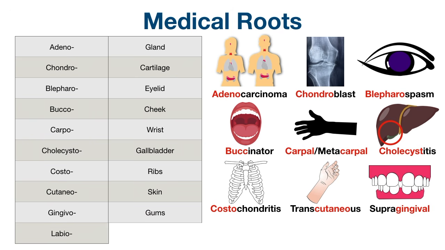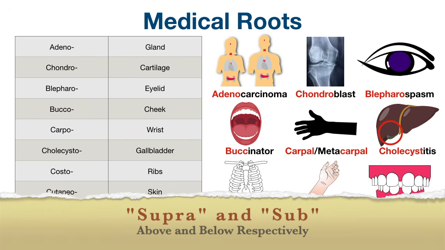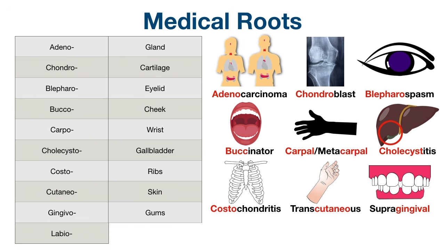Moving on to gingivo, this pertains to the gums of the mouth. More medical terms that use a prefix followed by a root are supragingival and subgingival. We know from the prefix video that supra means above and sub means below. So for example, supragingival plaque refers to bacteria above the margin of the gums, and subgingival plaque refers to bacteria below the margin of the gums.